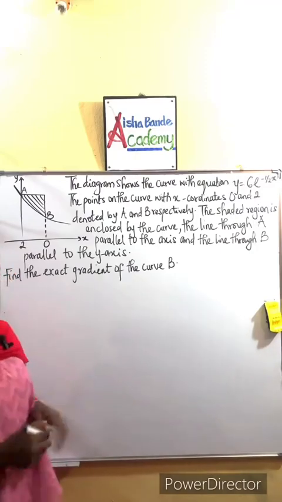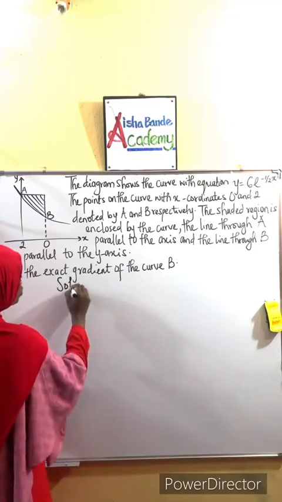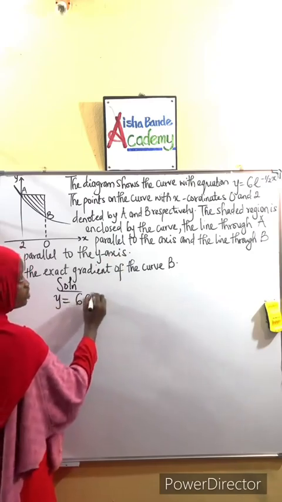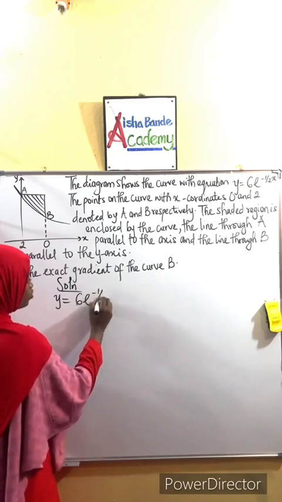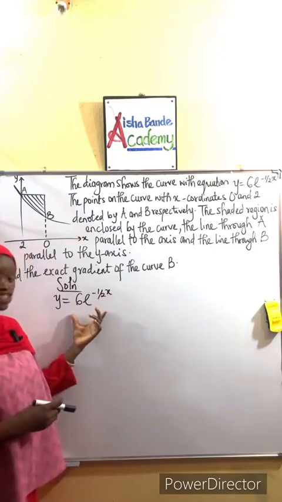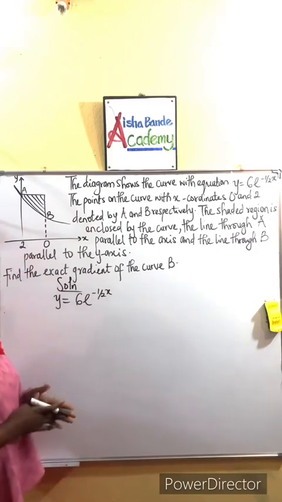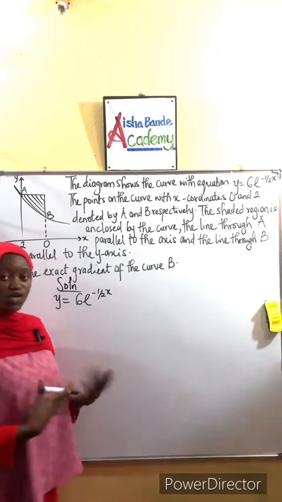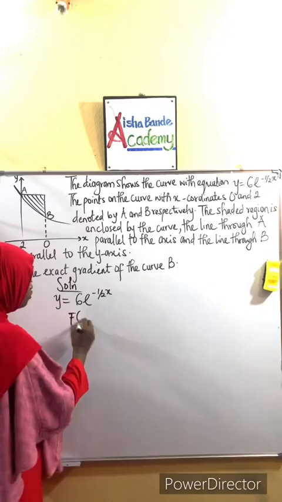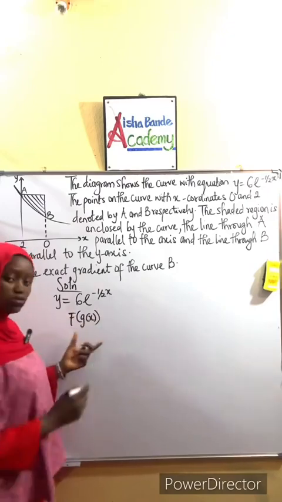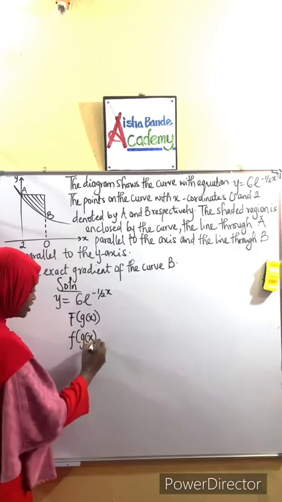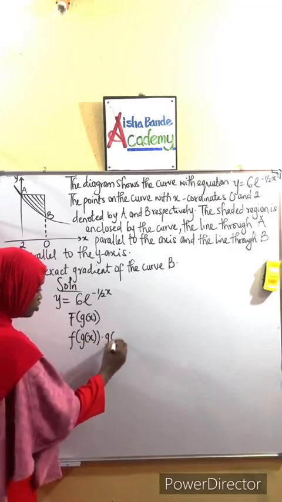So let's begin. The first step in solving this question is to bring out the equation that has been given, which is y equals 6e raised to the power of minus 1 over 2x. From here, there's a topic called differentiation, so we have to differentiate this equation. To differentiate this, we can use what we call the chain rule. The chain rule states that when you have a function f of g of x, then the derivative of this function is going to be f prime of g of x times g prime of x.